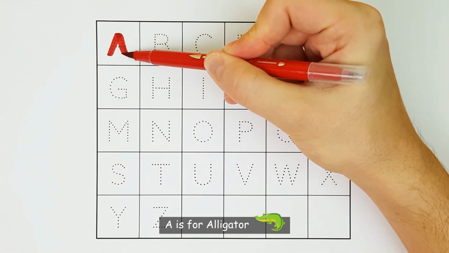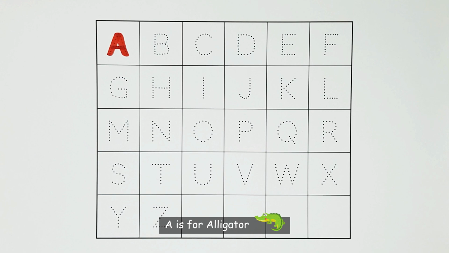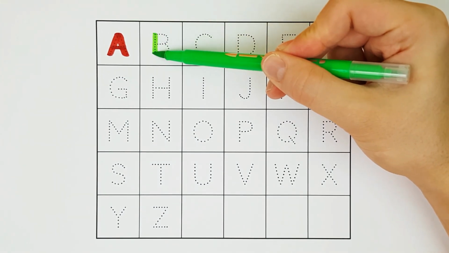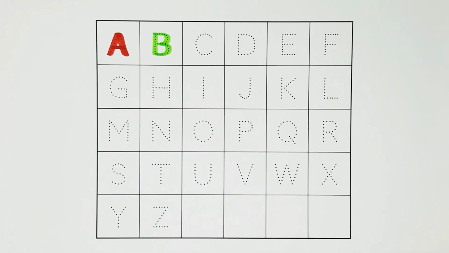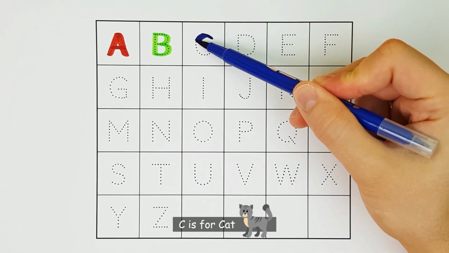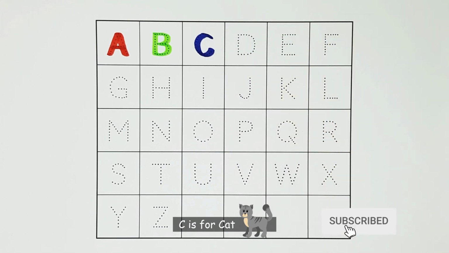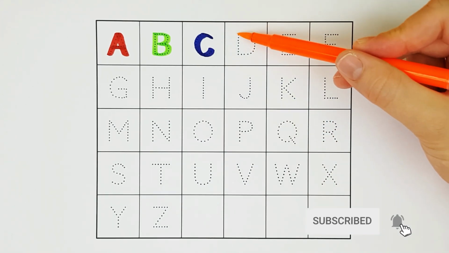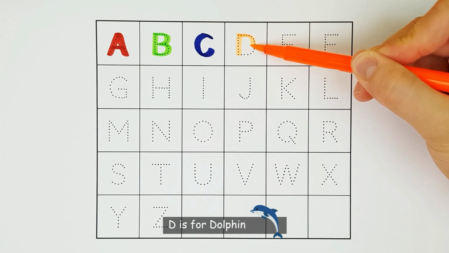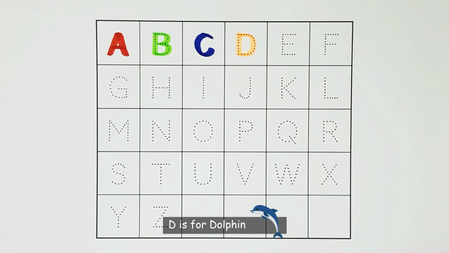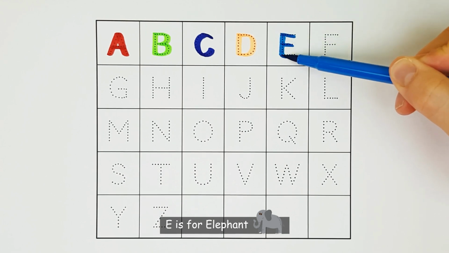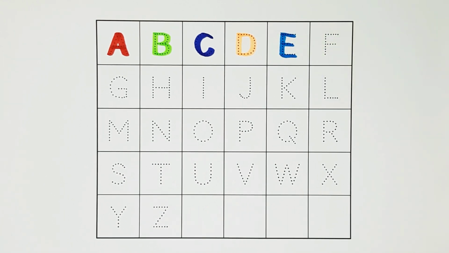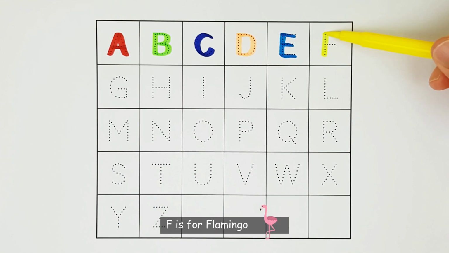A is for alligator. B is for butterfly. C is for cat. D is for dolphin. E is for elephant. F is for flamingo.